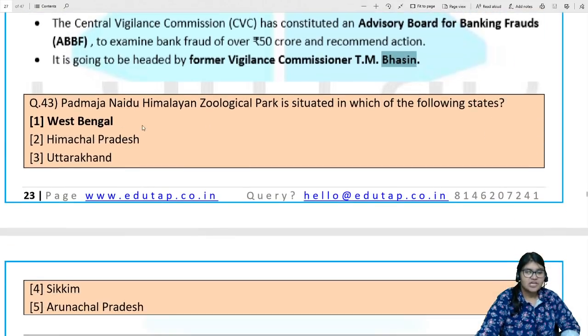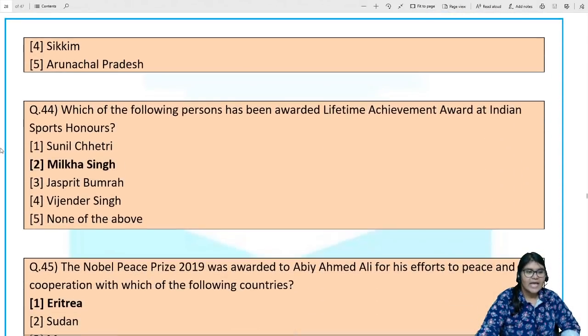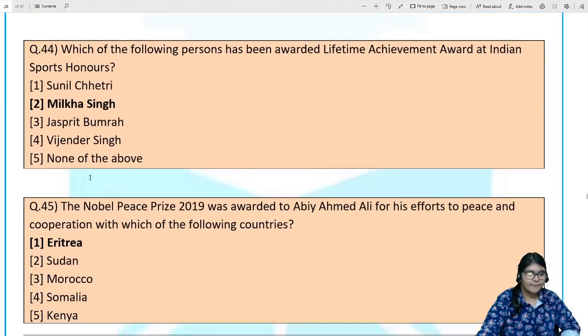Next, Padmaja Naidu Himalayan Zoological Park is situated in which of the following states? The answer is West Bengal. Next question on your screen, which of the following persons has been awarded Lifetime Achievement Award at Indian Sports Honor? The answer is Milkha Singh.